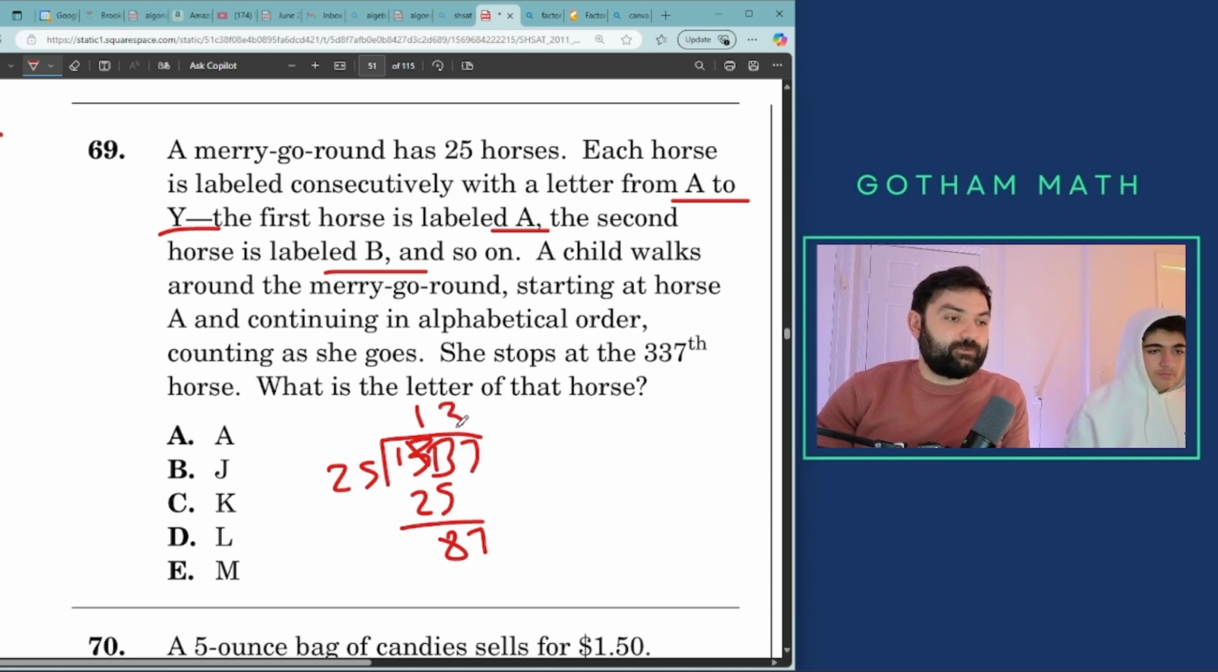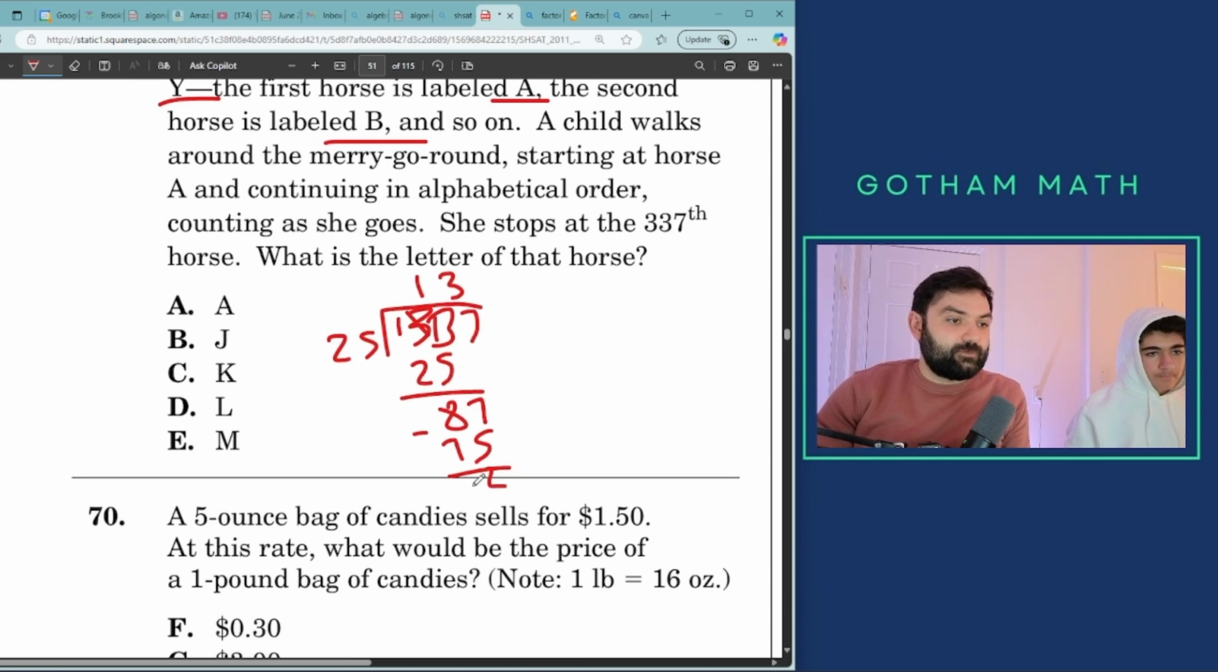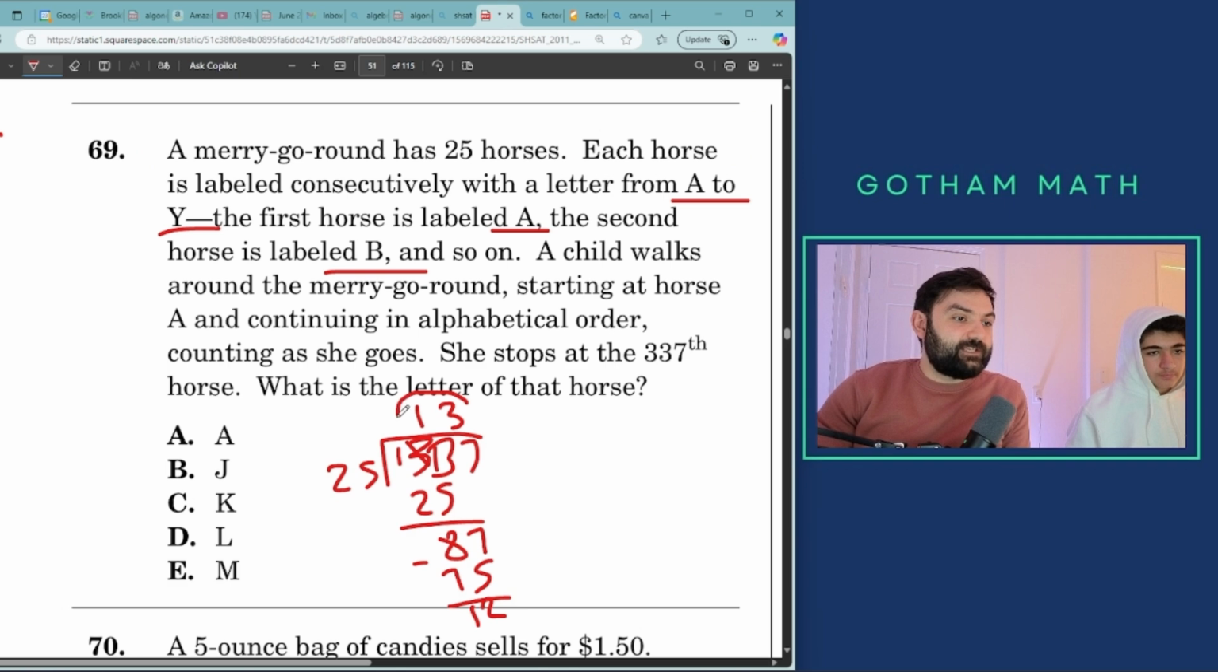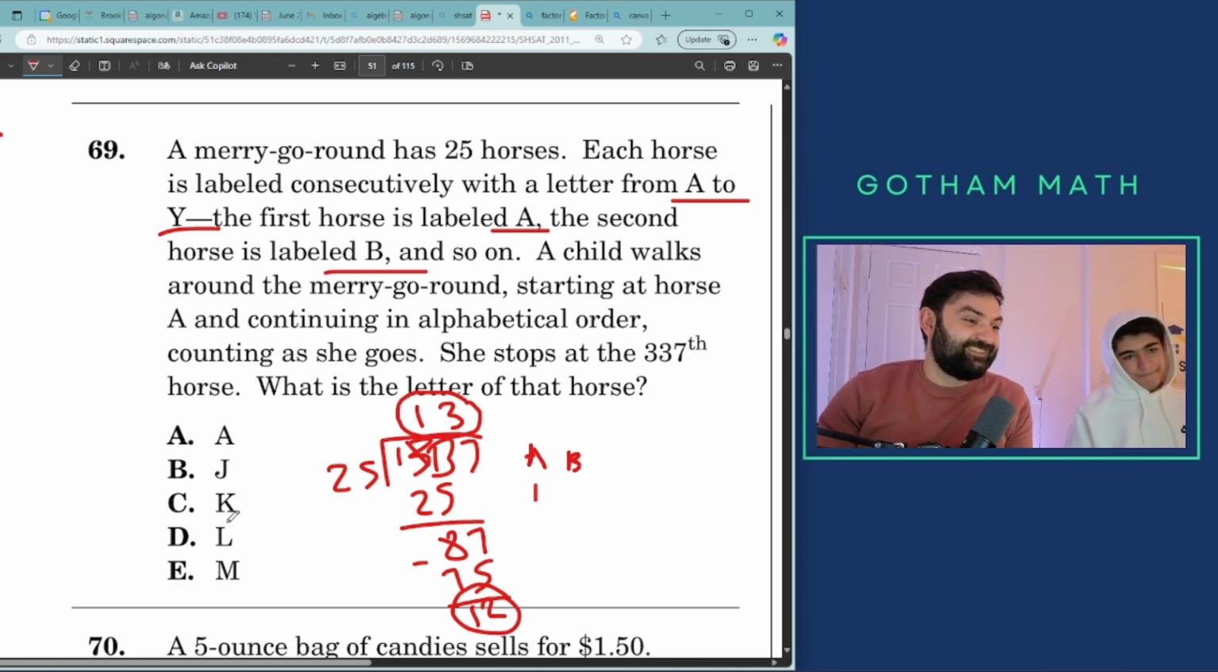You just didn't know how to finish this. So 75, and what's the remainder? 12, right? So that means in 30 full alphabets, she's going to start at A again and go 12 more times. So if this is 1, you just have to count A, B, C, D, E, F, G, H, I, J, K, L. That's the answer. That's how it works.